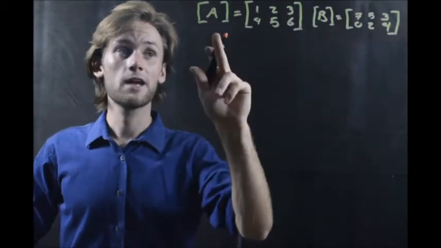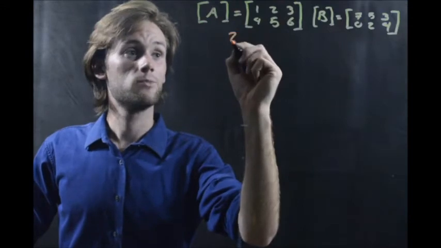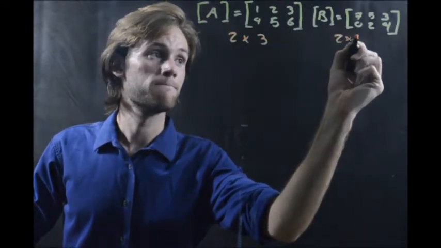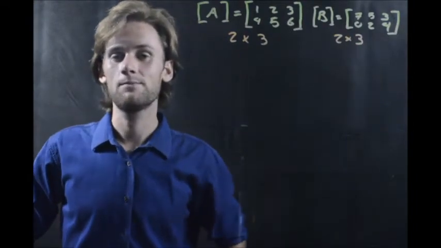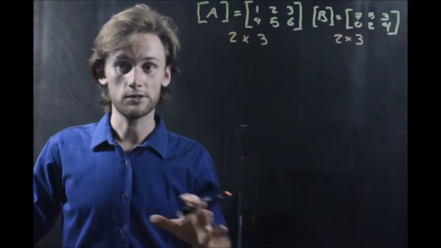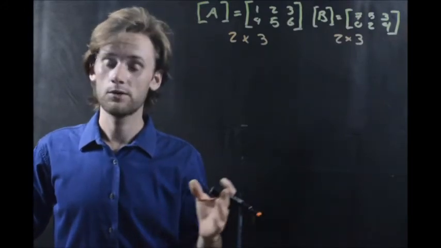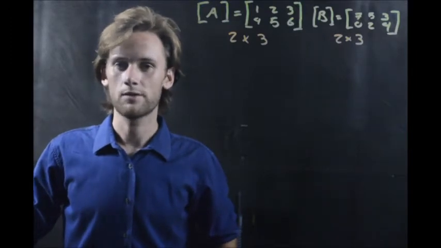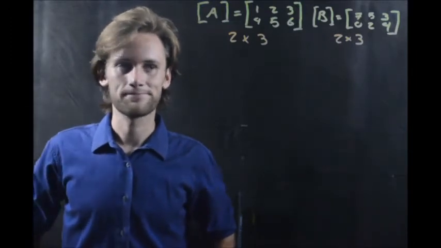So here we have matrix A is a 2 by 3 matrix, matrix B also a 2 by 3. So we can add them and subtract them from each other. This works with anything. So if it's a 2 by 4, you can only work with other 2 by 4s. If it's a 10 by 10, you can only work with other 10 by 10s, and so on.